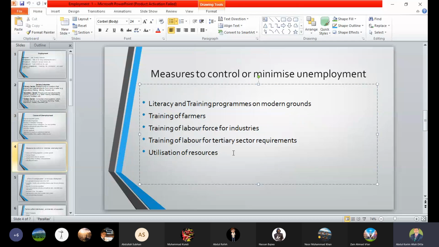How can we control it? Literacy and training programs on modern grounds: training of farmers, training of labor force, training of labor for the tertiary sector, and utilization of resources. So these are some of the steps we can take, and we can minimize unemployment in the country.